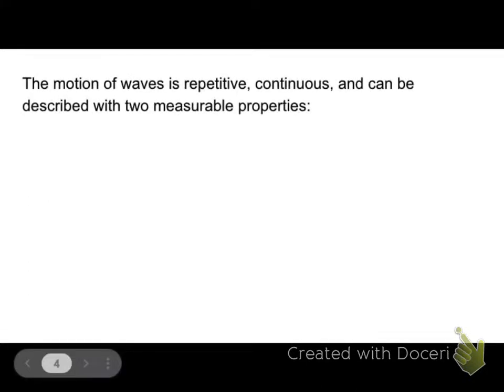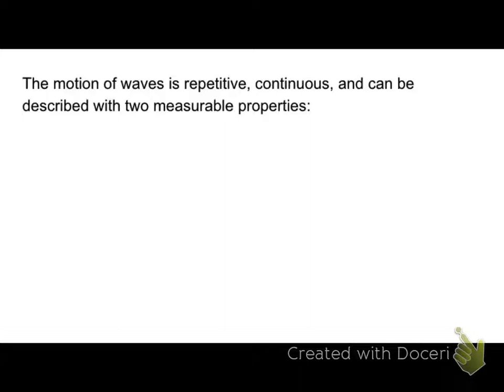The motion of waves is repetitive and continuous and can be described with 2 measurable properties. So when we're talking about waves, think about waves in water, right? You're not going to have a wave and then a break in that wave and then that same wave continuing, right? It's continuous and it's repetitive. The motion is up and down, over and over again, right?